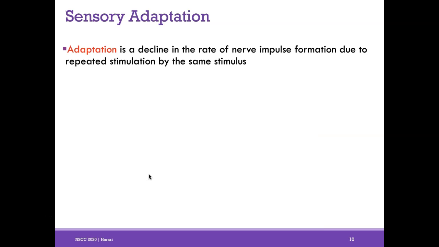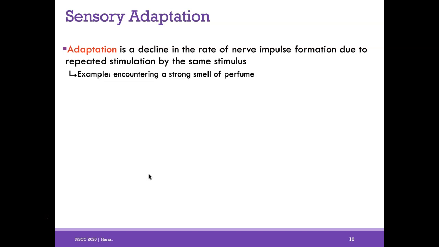Like I mentioned before, an adaptation is a decline in the rate of nerve impulse formation due to repeated stimulation by the same stimulus. So when you first enter a room, you might smell a strong perfume, but if you wait a few minutes, or even 30 seconds sometimes, your brain adapts. The rate of impulses from the nose to the brain changes. It's decreasing over time because you get used to it.